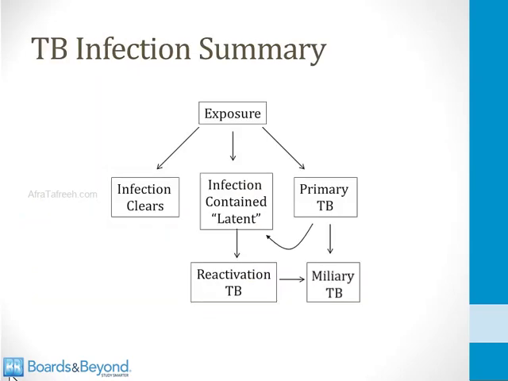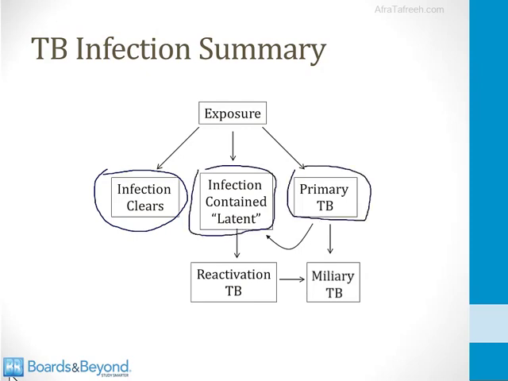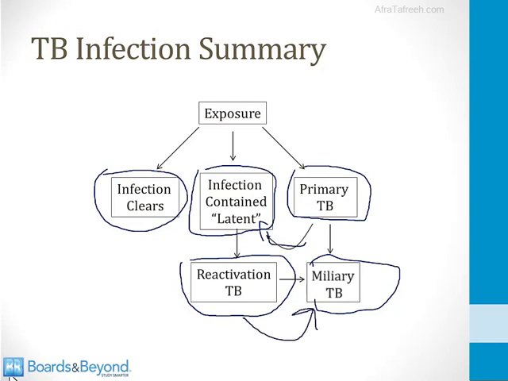So now let's go back to our summary slide of what can happen after tuberculosis exposure. So remember, most people don't get sick from exposure. They either clear the infection or they enter the latent phase. But a small minority of people develop primary tuberculosis. That can progress to miliary TB, or it can resolve and go back into the latent phase. And then people who are in the latent phase can sometimes reactivate, and there is a chance that that reactivation tuberculosis can go on to the miliary form.